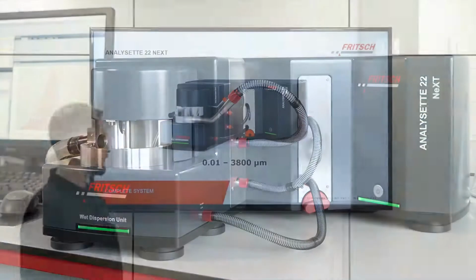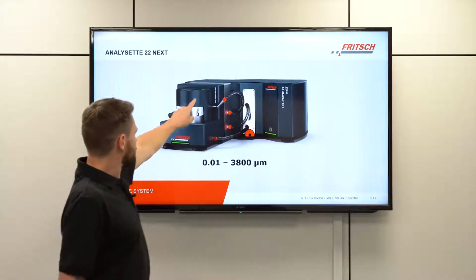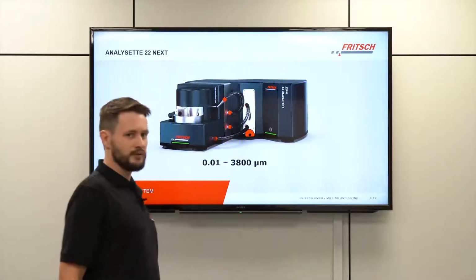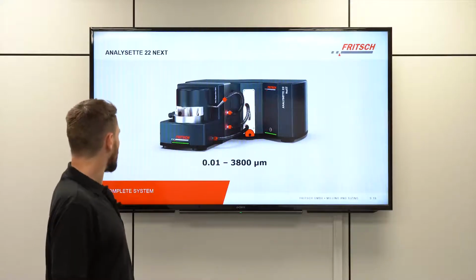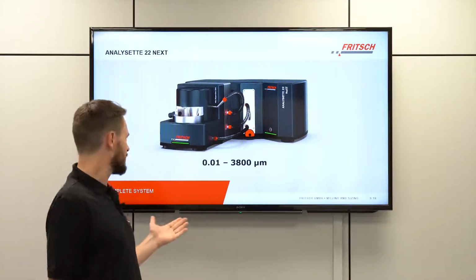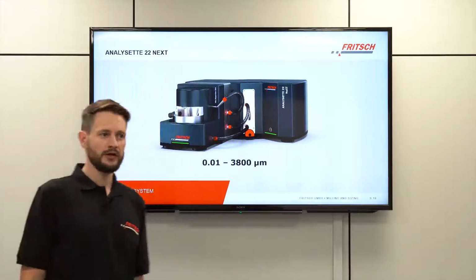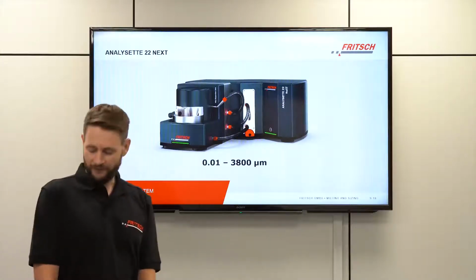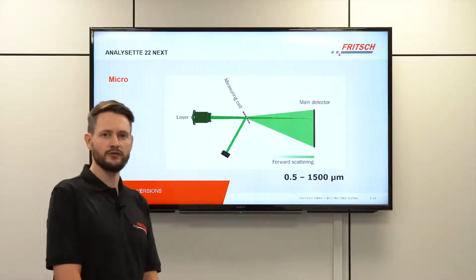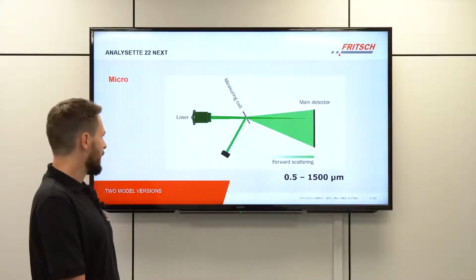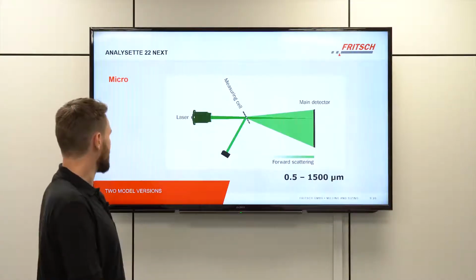And if we have a closer look, you'll see the wet dispersion unit in front. The silver box in the back would be the separate ultrasonic box, and then of course the measuring unit. For the full-blown system, which we see here, we have a measuring range of 10 nanometers to 3.8 millimeters, but then we of course offer a more basic version, which has a measuring range of 500 microns to 1.5 millimeters. And you can see the according optical setup in a little schematic drawing right here.